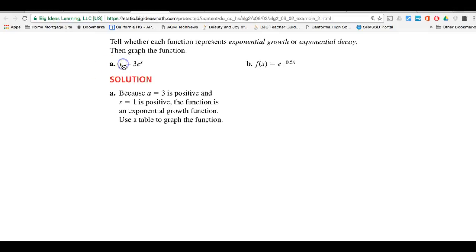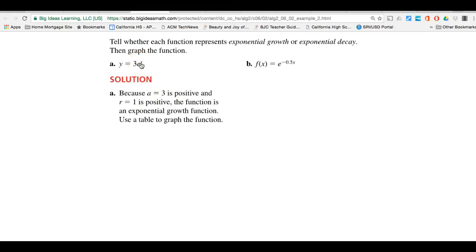So let's look at this problem right here. We want to determine whether each function is growth or decay. So here we determine that our a value is the constant in front of our base. So here a is equal to 3. And in this case, what are we multiplying our variable by? In this case, we just have x. So in this case, r would be 1. We notice that this is positive. So because this is positive, we know that this is going to be an exponential growth function. Again, we've got a equals 3 and r equals 1.